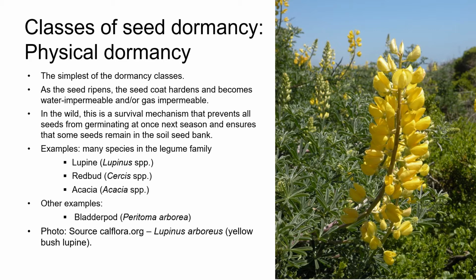Examples of seeds with physical dormancy include many species in the pea family, the Fabaceae, so lupins, redbuds, and acacia. Other examples include bladderpod, Peritoma arborea, which you'll be working with in the lab exercise. The photo on the right is of the California native shrub yellow bush lupin, which is one of the other seeds that you'll be working with in the lab exercise.